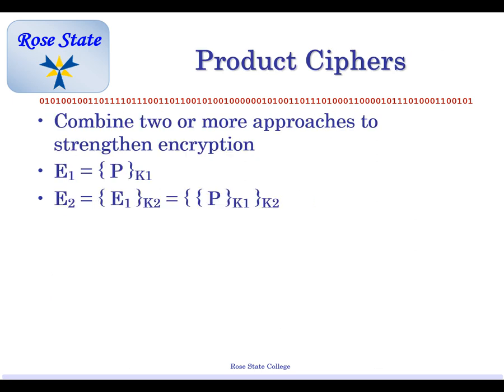Now let's talk about product ciphers. Okay. So let's combine 2 or more approaches. So maybe we encrypt our plain text with a key. Then encrypt the result with a different key. Okay. It's kind of like having 2 locks on a door. You know, we have one door here and one door there. You need one key to get through that door, another key to get through that door. Same thing. Okay.